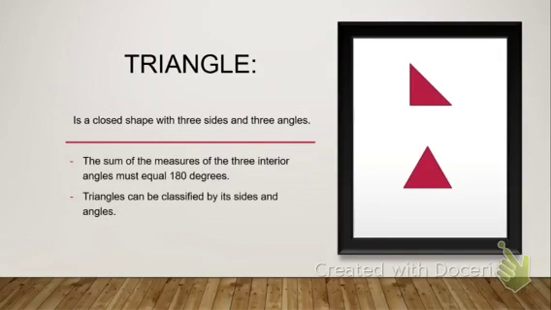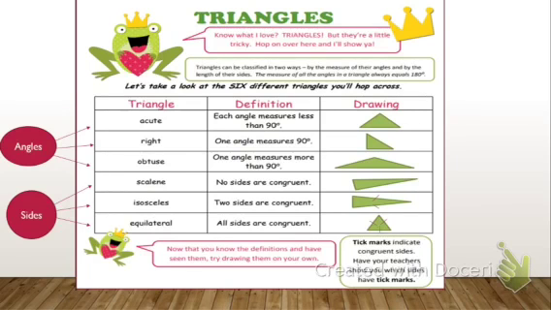What is a triangle? A triangle is a closed shape with three sides and three angles. The sum of the measures of the three interior angles must equal 180 degrees. Triangles can be classified by their sides and angles. Let's take a look at the 6 different triangles. Notice the first 3 types of triangles are classified by angles, and then the last 3 are classified by sides.